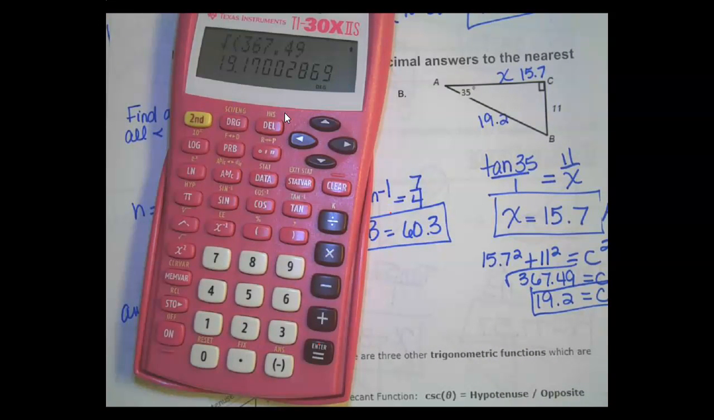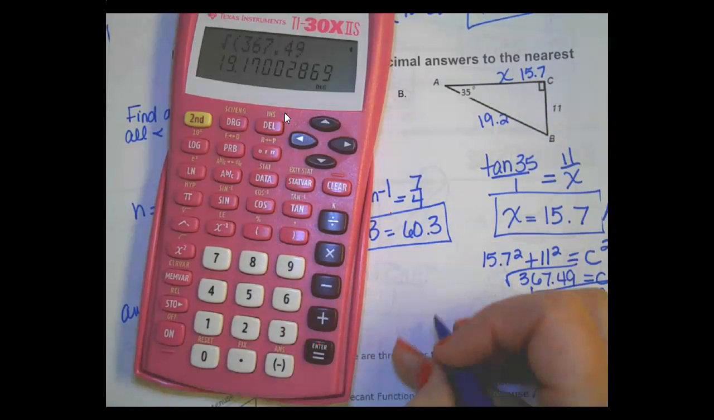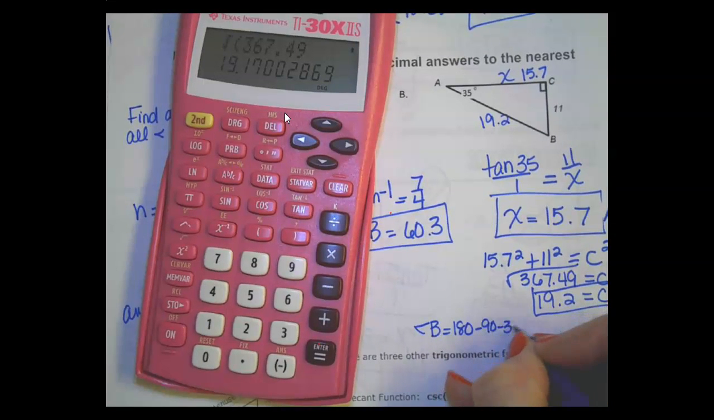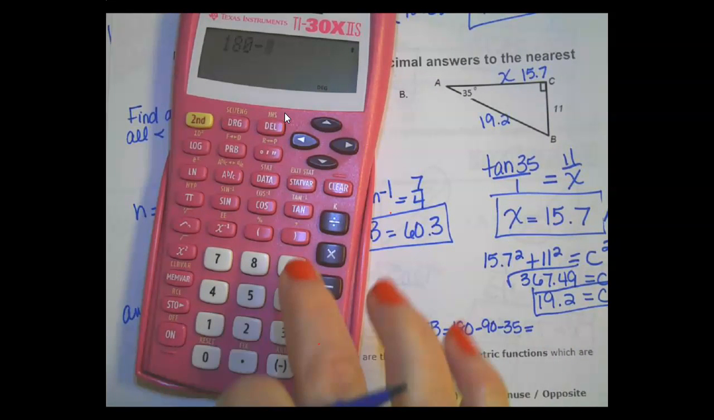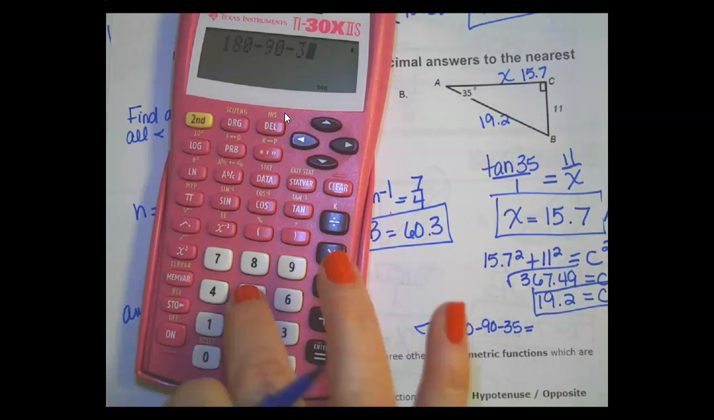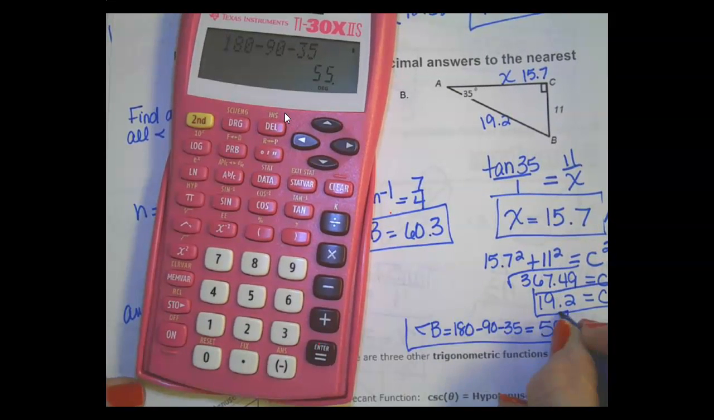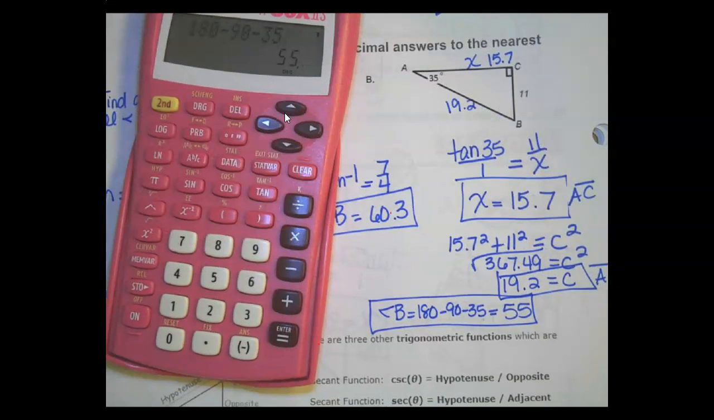So now we need to find angle B. Oh, actually we could subtract to find angle B, right? Because we've got two of them, we've got 180 minus that 90 minus 35. We could do it this way. It's 55. I think we got it all. See, it does get a little hairy, doesn't it?